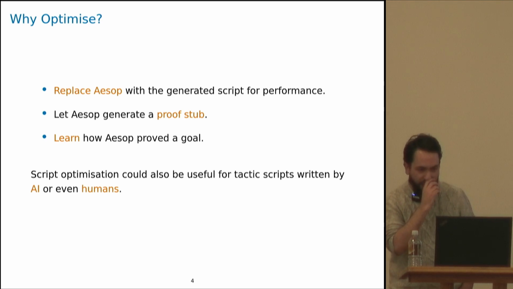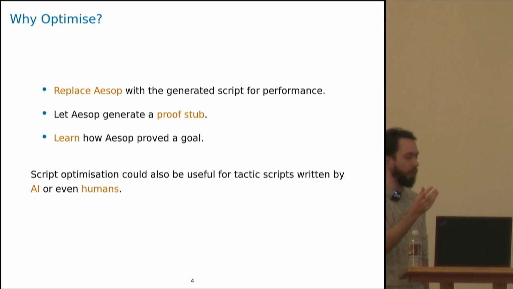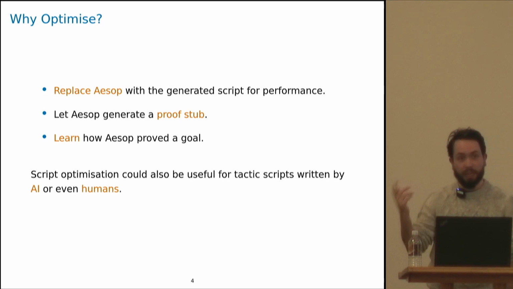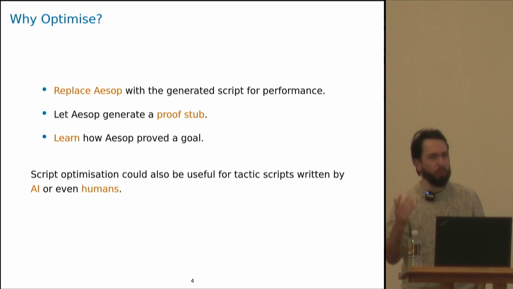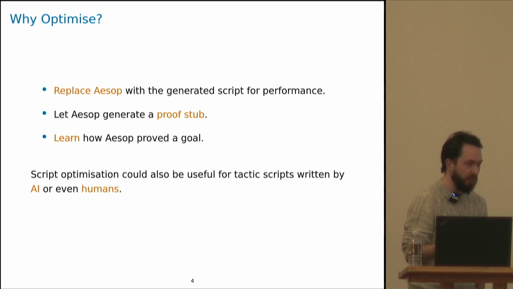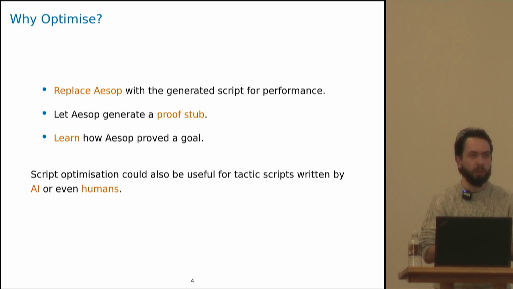Okay, and looking a little bit further into the future, script optimization is not only useful for Aesop, and in fact, the current implementation is only coupled very loosely to Aesop. It's also useful for AI, right? We're seeing a lot of these AI-based systems that generate tactic-based proofs, and these sometimes already contain some sort of post-processing that's quite similar to what I'm doing, because the proofs generated by these AIs usually tend to include a bunch of garbage that doesn't actually contribute anything, so they need to be post-processed in some ways.